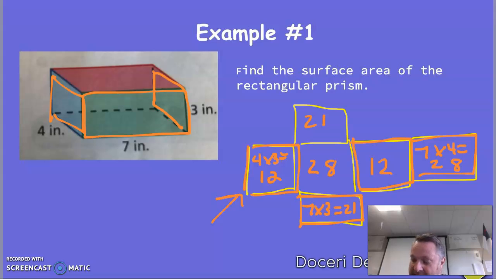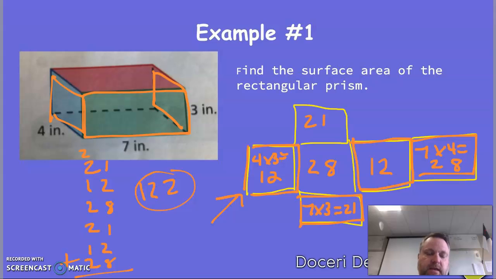So what we have to do now is just add up all those numbers. So I have 21 plus 12 plus 28 plus 21 plus 12 again plus 28 again. If I add all those up, I get 122. So my surface area for this particular example is 122.